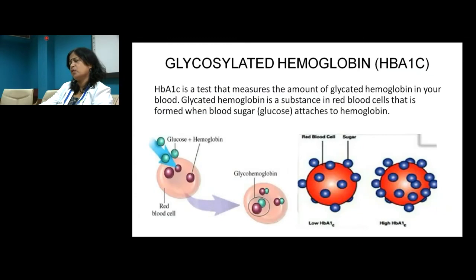Now comes glycosylated hemoglobin. As you know, nowadays in every clinician's prescription, you are seeing the HbA1c. So what exactly is the HbA1c? HbA1c is a test that measures the amount of glycated hemoglobin in your blood. Glycated hemoglobin is a substance in RBCs that is formed when blood sugar, glucose, attaches to the hemoglobin. And when you see the HbA1c report in any prescription, you must know about the last 3 months glucose level of that individual.